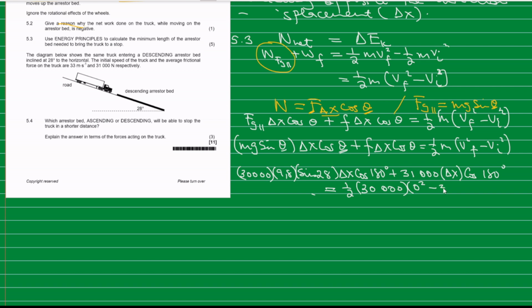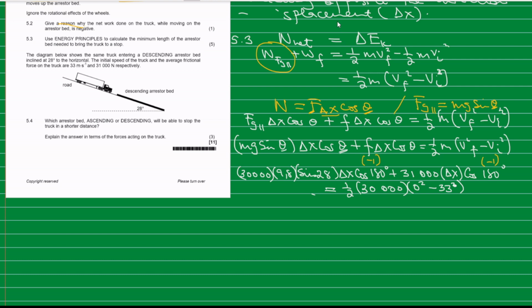Okay, that is 33 meters per second. So we square that. So now let's add all this. 300,000 by 9.8 sine 28 delta x cos theta cos 180. If you calculate cos 180, this is simply -1, and also here it will be -1. So we are going to have a negative result here.